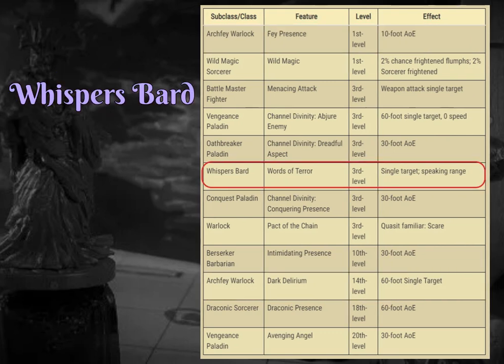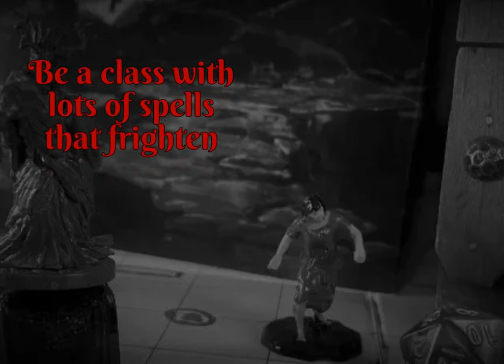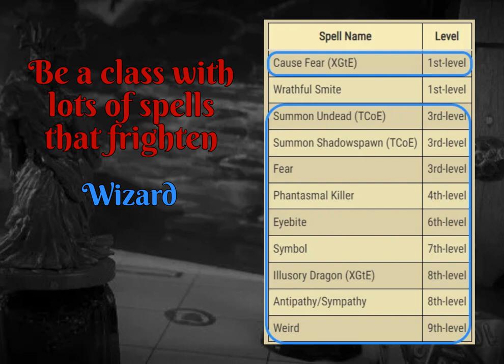My last build tip is to be a class with lots of spells that frighten. If a fear-based paladin isn't your thing, a wizard is probably your next best option. They have access to 10 out of the 11 fear-based spells, barring the paladin exclusive Wrathful Smite, so you'll have an easy time building your character around this concept right from first level.